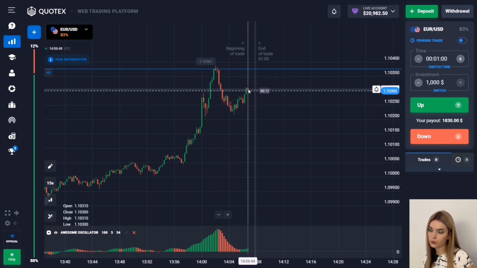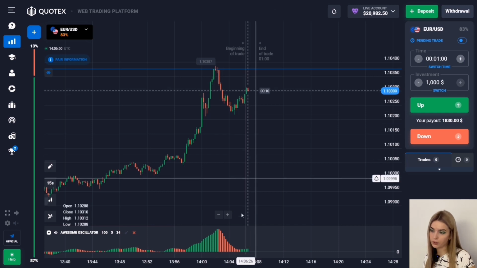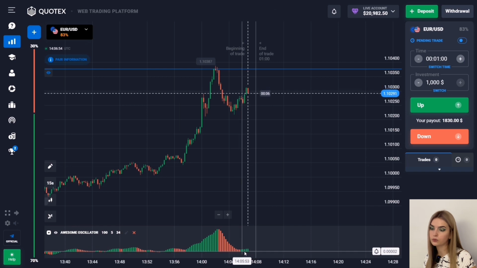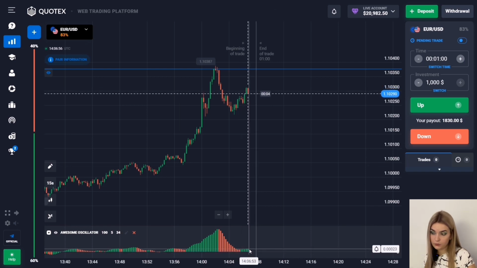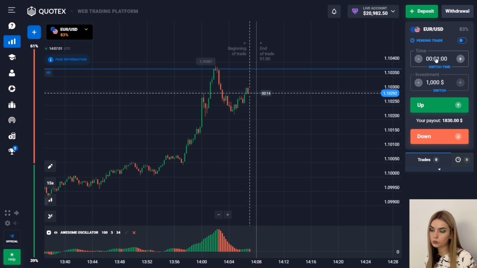At the same time we also see that after the red histogram a green histogram begins to form, and this means that the volumes for the increase are beginning to grow. In the near future the price will move up. Let's try in this situation to open a deal for 2 minutes to go up.